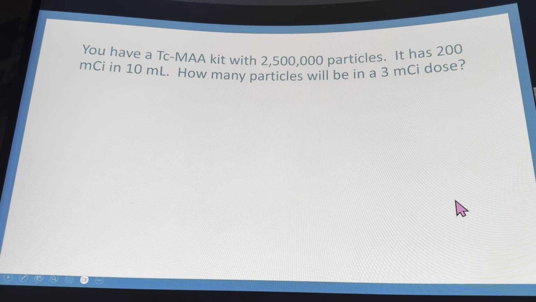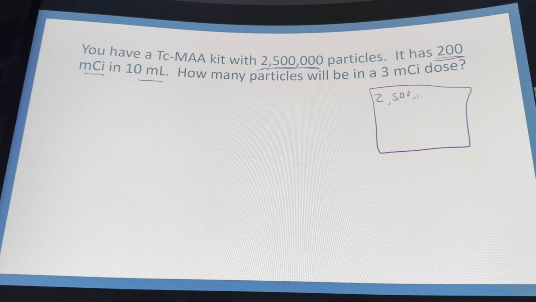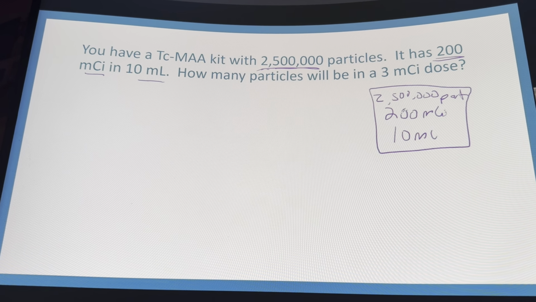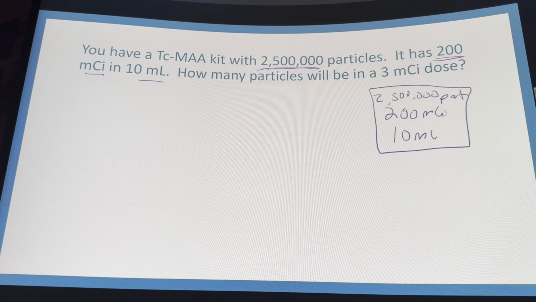Okay, you have a Tech MAA kit. It has 2,500,000 particles, 200 millicuries, and 10 ml. What does that mean? That means that all three of these things equal each other. In this vial, I have 2,500,000 particles, 200 millicuries, and 10 ml. Those all equal each other. It's like one big conversion, and all I have to do is take what I need. Just because it's given to me doesn't mean that I have to use it.